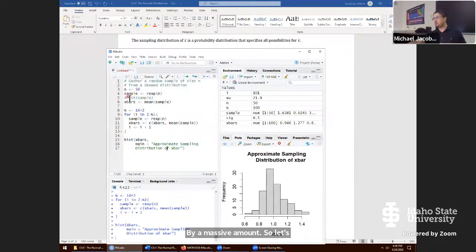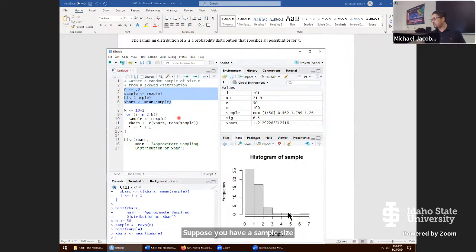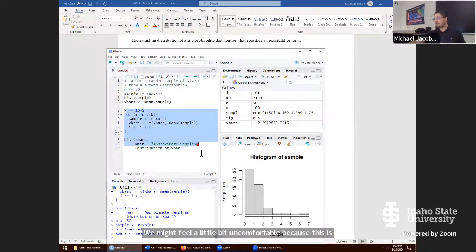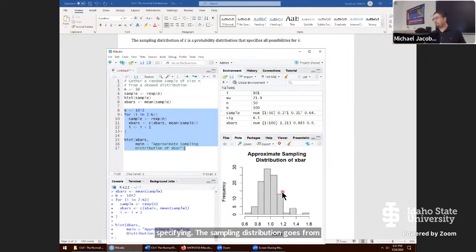So let's pause right here just to see what happened. Suppose you have a sample size that's around 50, and you're going to study this distribution. This could be your capstone project for your program, maybe your master's program, and so on. You really need to know about this information. We might feel a little bit uncomfortable because this is right skew data, but if the sample size is large enough, this is what the central limit theorem is going to be specifying. The sampling distribution goes from a population skewed to a population of sample means that starts to clean up. The skew is being reduced as we do this.